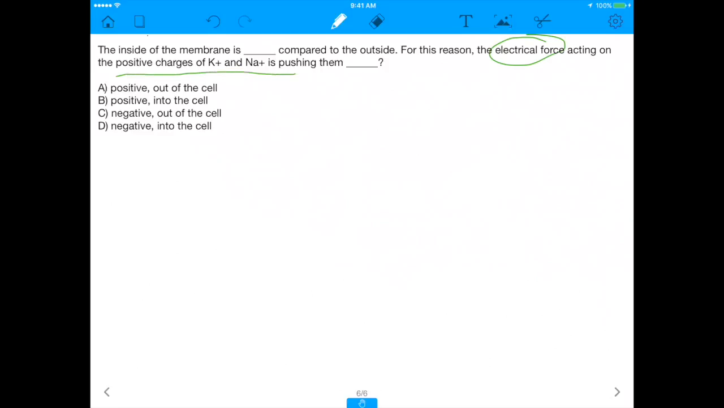The electrical force, so this is a bit of physics combined with biology, which is what makes it so cool. The electrical force acting on potassium and sodium is negative because the inside of the cell is negative, and therefore that force is actually pulling them into the cell, right? So in this case, A is wrong and C is wrong. And the other part is that the inside of the cell is negative compared to the outside, and therefore the best answer here is D.